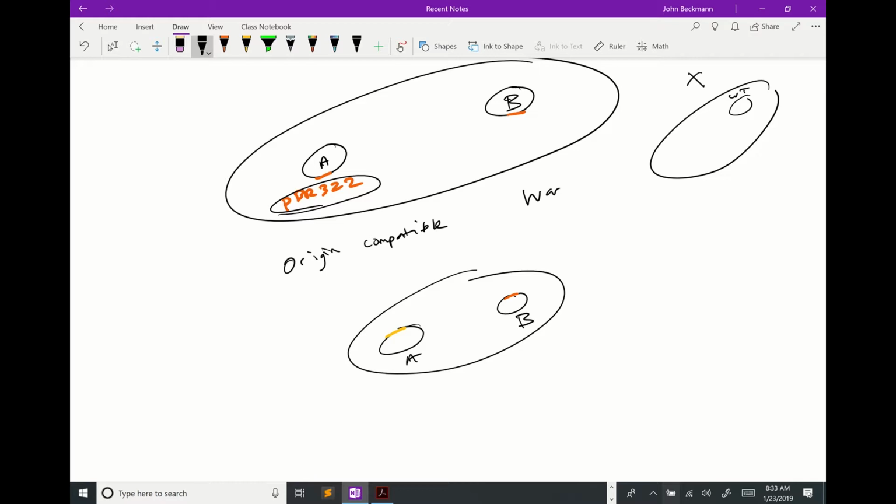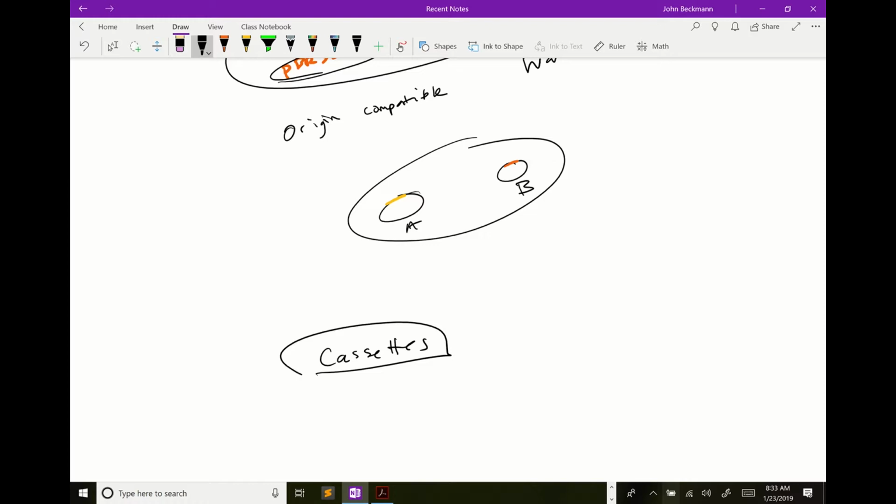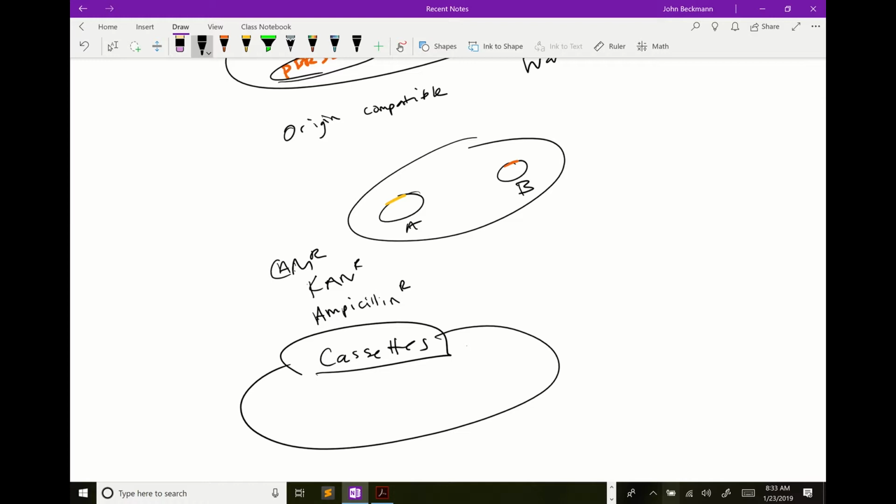Let's see, so I talked about bacterial compatibility. The other thing you'll find are selection cassettes. Okay? So this is like the AMP cassette. So if you have a bacterial plasmid, you'll see ampicillin, or you'll see kanamycin, KanR, AmpR, or you'll see CAM, which is chloramphenicol resistance. What are these? Antibiotic resistance. Yes, they are genes that code for proteins that allow you to resist antibiotics.